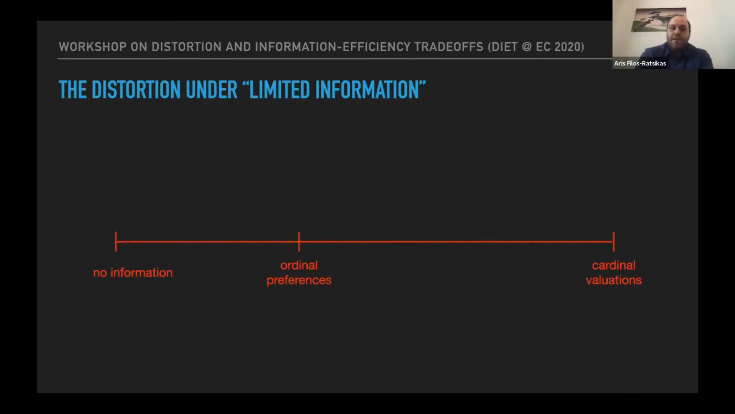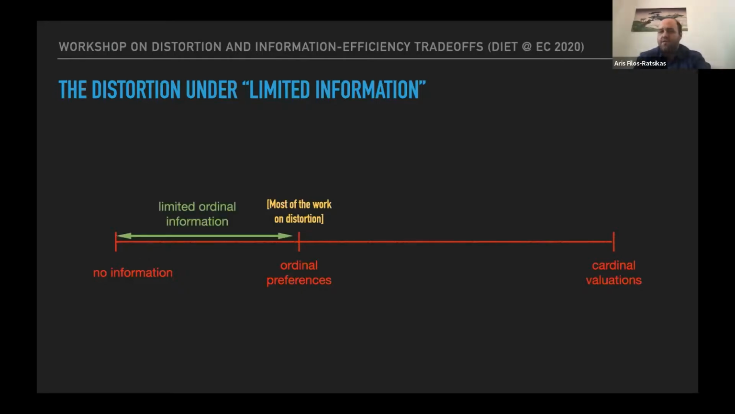The first interpretation is in terms of this axis, from the left to the right. On the left, we have no information at all. And on the right, we have complete information about the preferences, the cardinal valuations. And somewhere in the middle, we have the ordinal preferences. Most of the work on the distortion is actually on this model here.